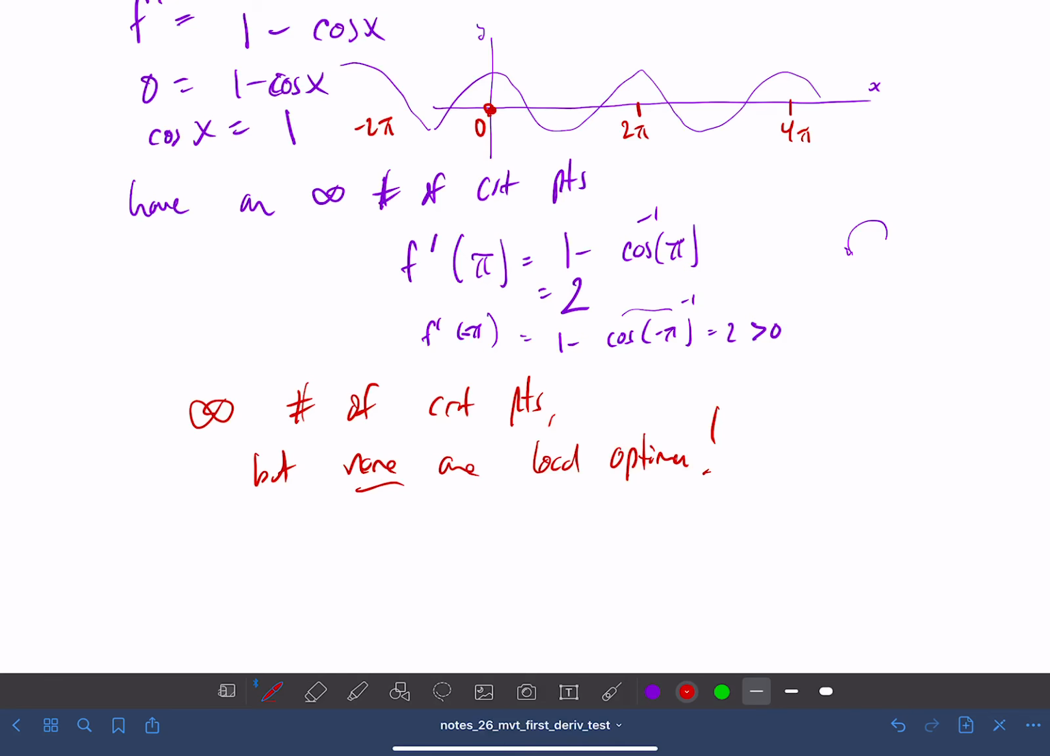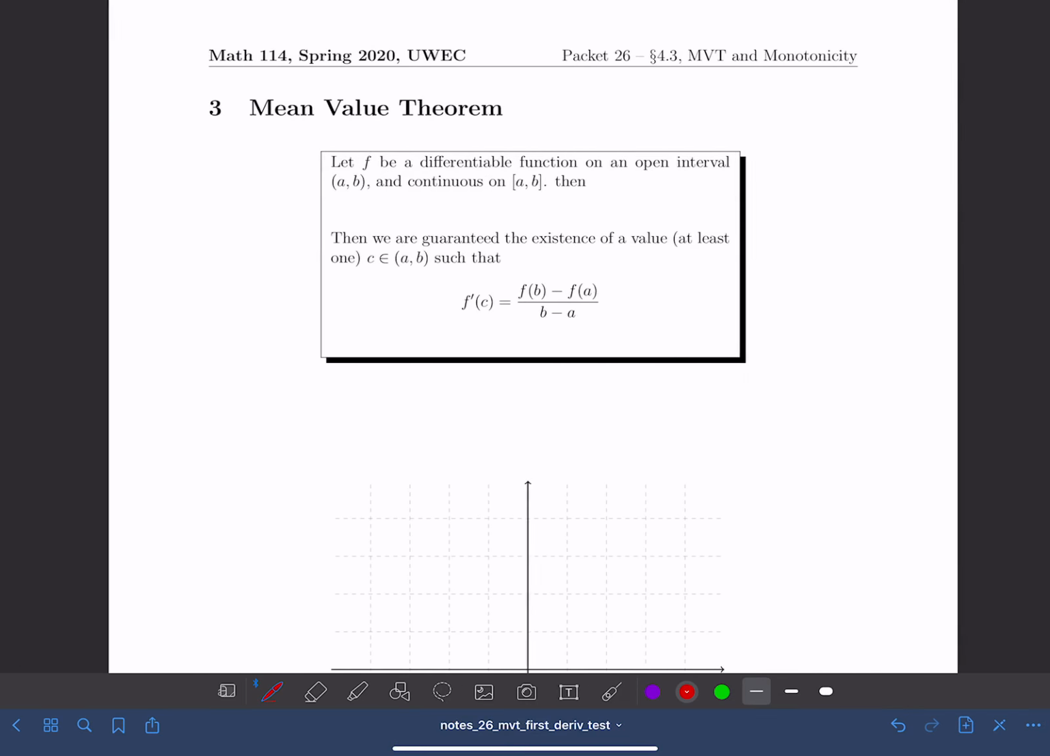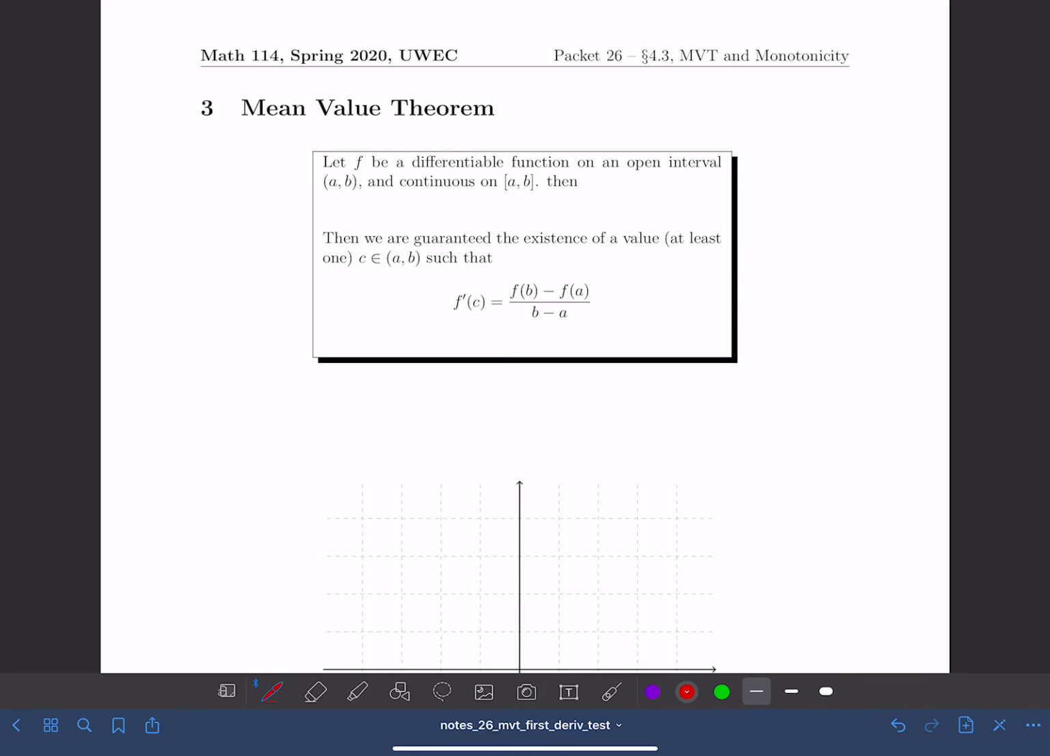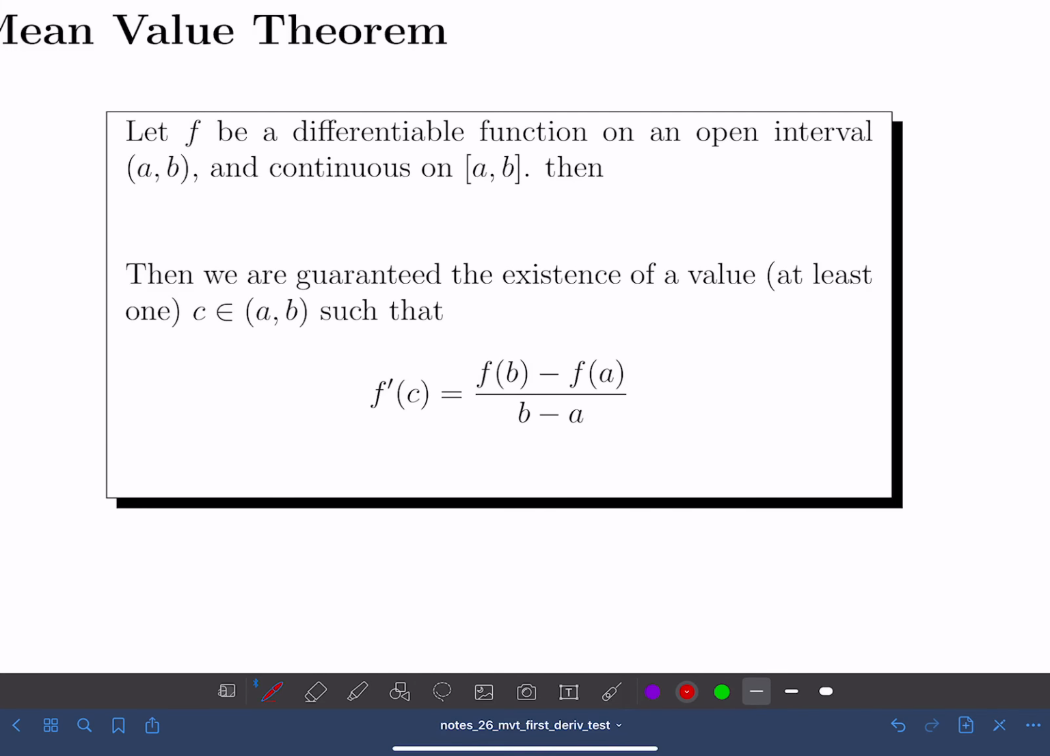So that's possible. Okay. We have one more thing to cover in this section here, and that's going to be the mean value theorem. The mean value theorem is really cool in the sense that if you drive 60 miles in an hour, it guarantees that at some point you were driving 60 miles an hour.